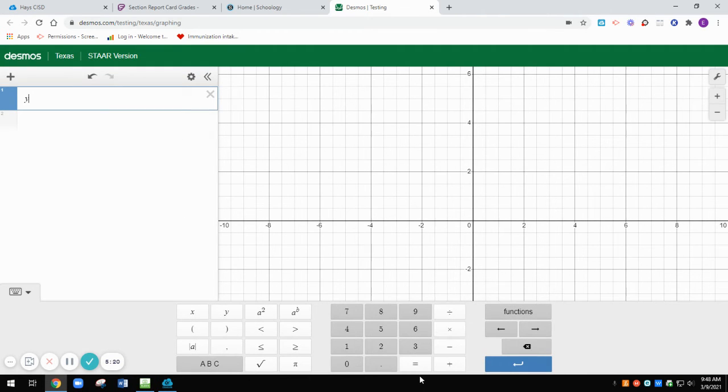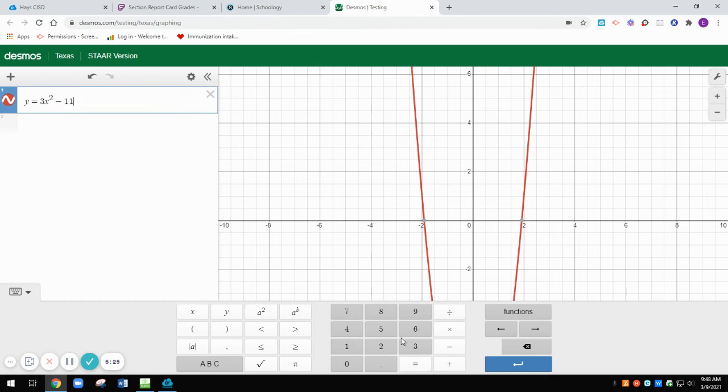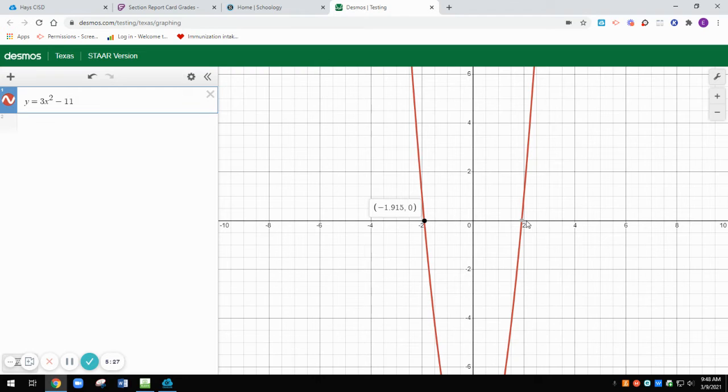So we have y equals 3x squared minus 11. So my solutions would be negative 1.915 and positive 1.915.